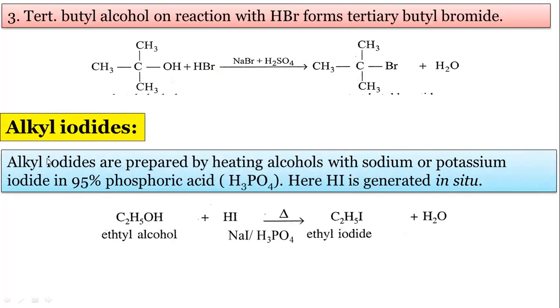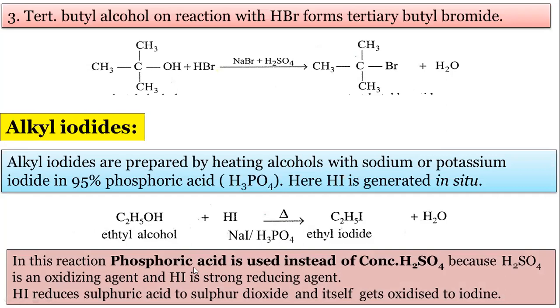Then alkyl iodides. Alkyl iodides are prepared by heating alcohols with sodium or potassium iodide, NaI or KI, in 95% phosphoric acid, H3PO4. Here also HI is generated in situ. HI is also unstable like HBr. It is not stored in bottles like HCl. HI is also prepared in the reaction mixture, from this NaI and H3PO4. All the other reactions are the same. The OH will be replaced with iodine.